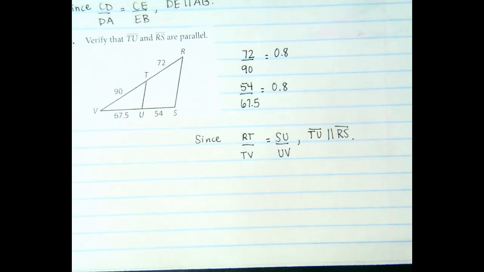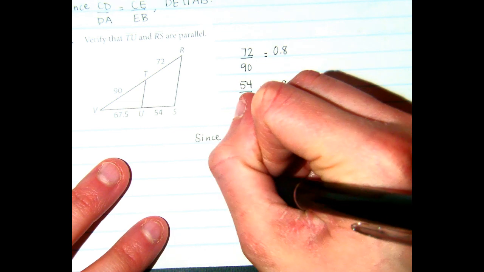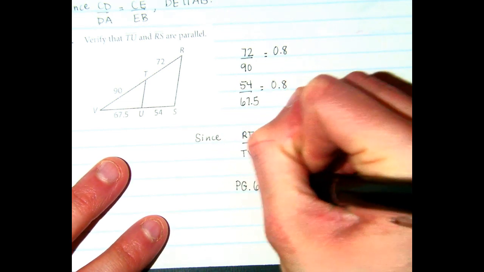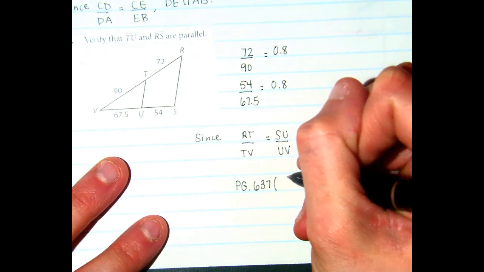That is it to proving these. You've got the actual theorem and you've got the converse. I'm going to tell you what your assignment is. Page 637 through 10.